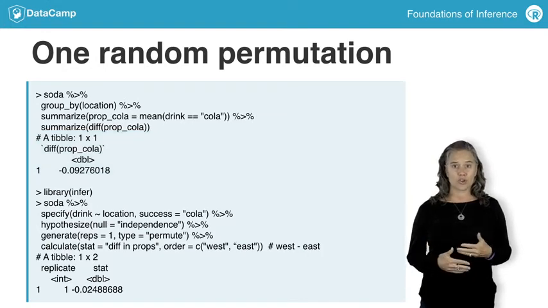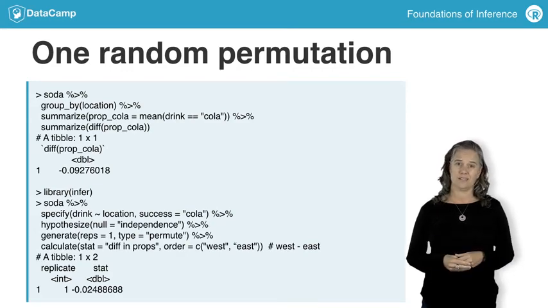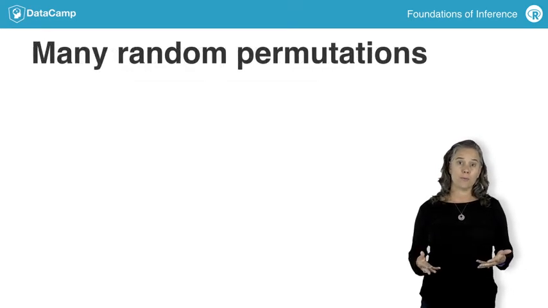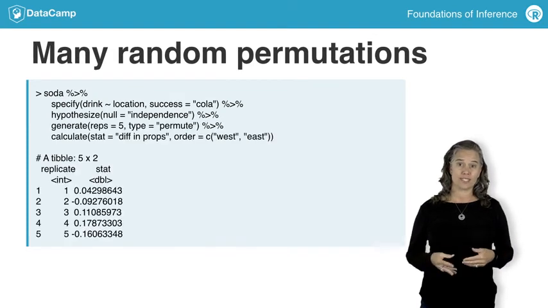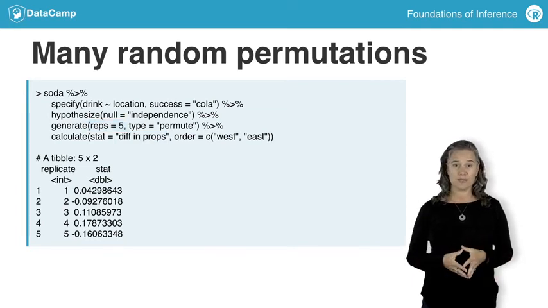To get a sense of the degree of variability under the null model, it's necessary to permute the drink variable many times. By repeating the permuting and difference calculations 5 times, the permuted differences are seen to be sometimes positive, sometimes negative, sometimes close to 0, sometimes far from 0. However, 5 times isn't quite enough to capture all of the variability in null differences.